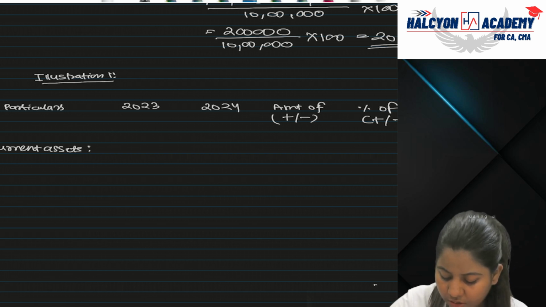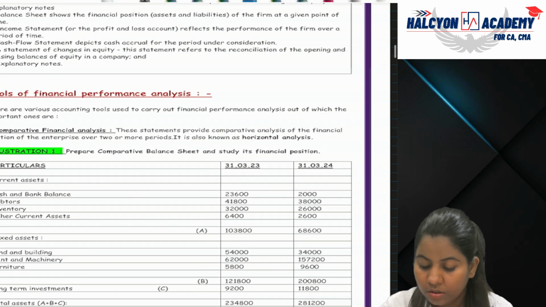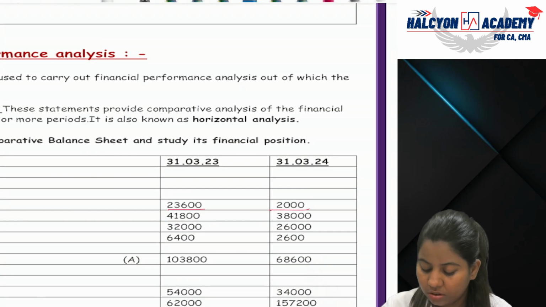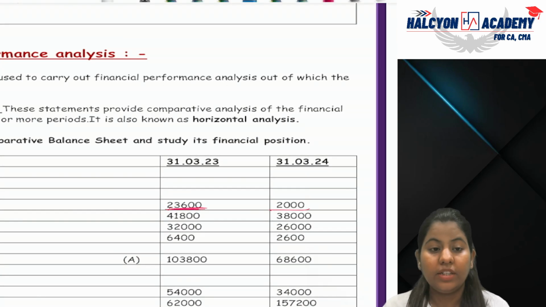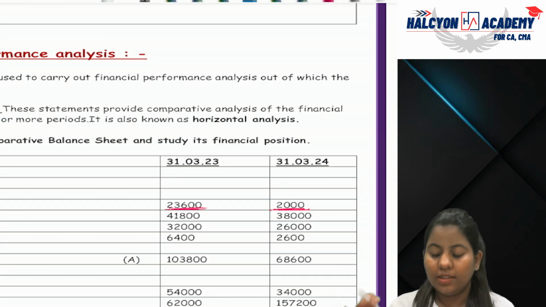In which the first is cash and bank balance. So we have to take these two amounts, 23,600 and 2,000.